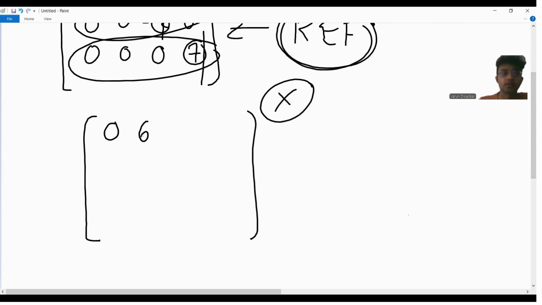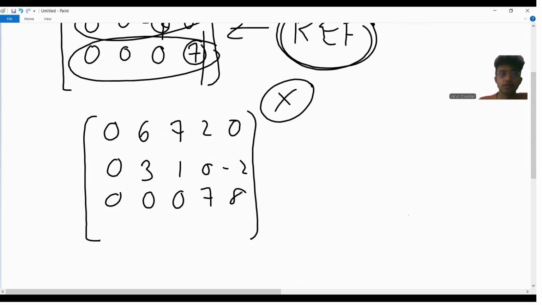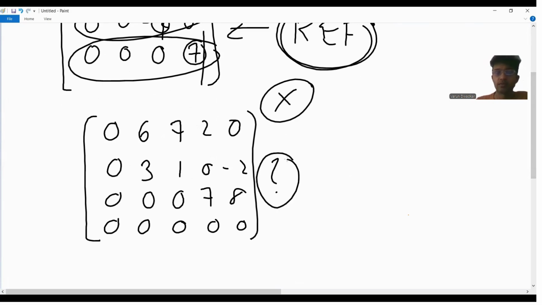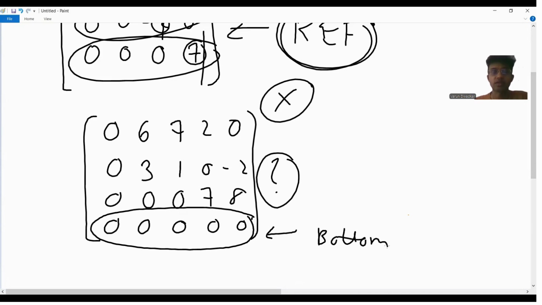0, 6, 7, 2, 0, 0, 3, 1, 0, -2, 0, 0, 0, 7, 8, 0, 0, 0, 0, 0. All right, so here, is this an echelon form matrix? If you want to assess that, you see that the first condition is being satisfied, right? Like all the zero rows are at the bottom. So now let's check the second condition.